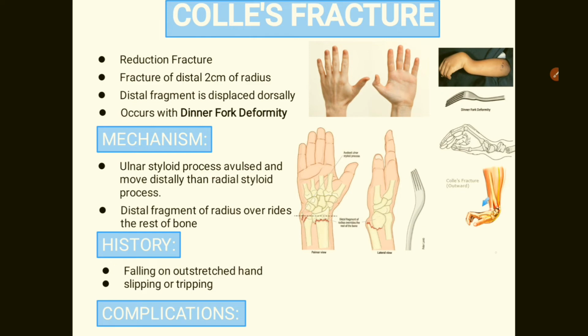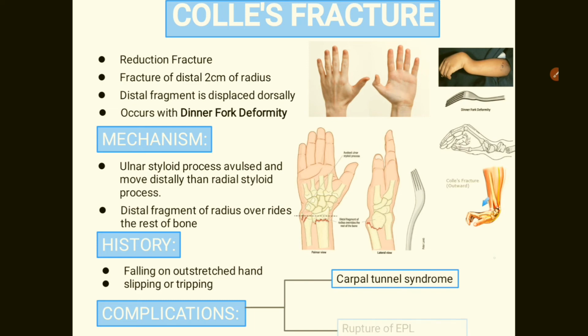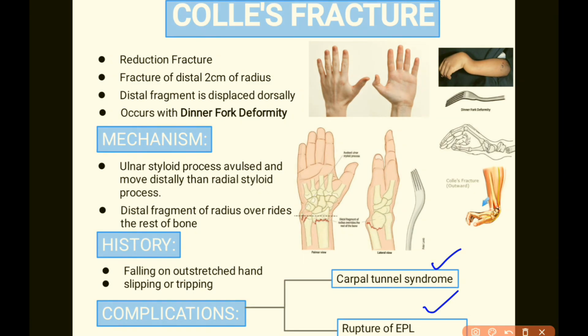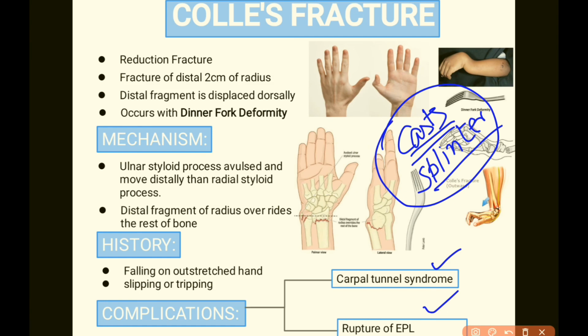So we have two complications of Colles fracture. First one is carpal tunnel syndrome and second one is rupture of the extensor pollicis longus muscle. So these two complications are associated with Colles fracture, guys. Treatments usually use casts, and you can also use splints. These are two treatments of Colles fracture.